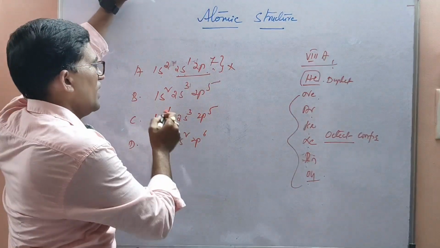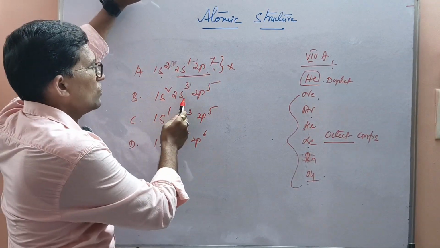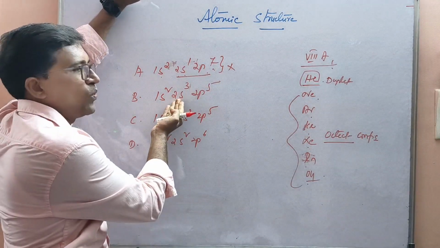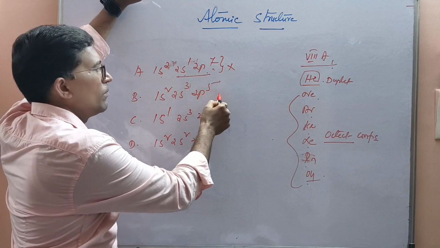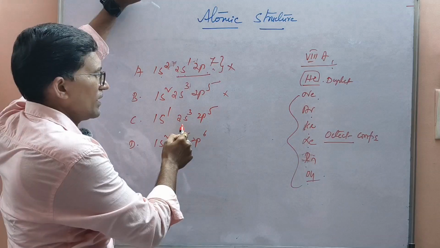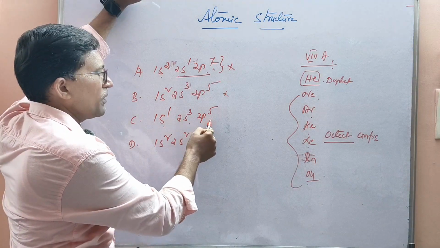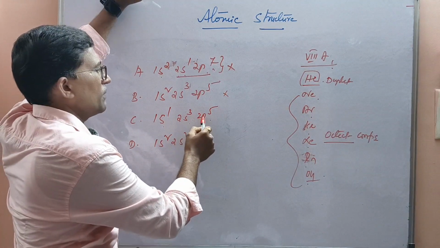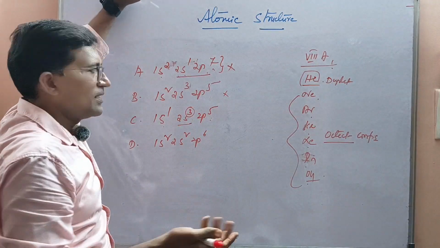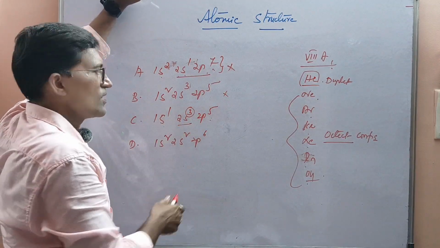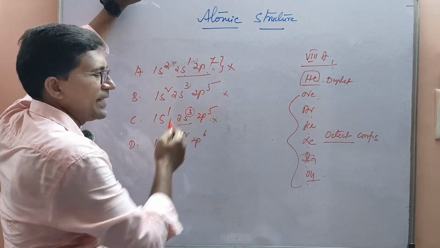So it is wrong. And if I talk about B, 1s2, 2s3, 2p5. S can hold a maximum of 2 only, not more than that. So even though it has 3 plus 5, which is 8, it is not correct. And even 1s1, 2s3, 2p5: the last shell has how many? 3 plus 5, 8. But in s, more than 2 never exists. So it is a wrong configuration, even though the last shell has 8.